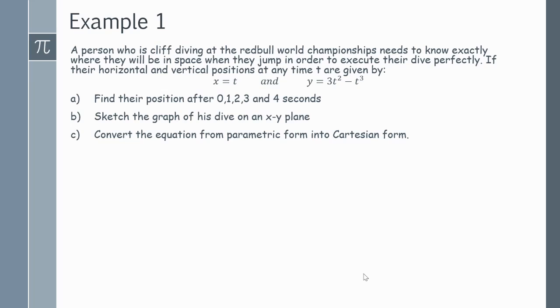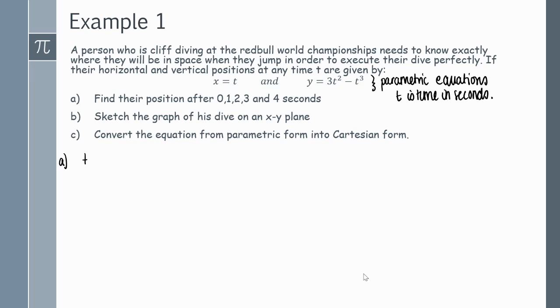Example 1. Let's use this example to clarify. Imagine you're in a cliff diving competition at the Red Bull World Championships. You need to know exactly where you'll be in space when you jump in order to execute your dive perfectly. So we can say your horizontal position is given by x equals t, and your vertical position is given by y equals 3t squared minus t cubed. These are parametric equations where t just represents time in seconds.